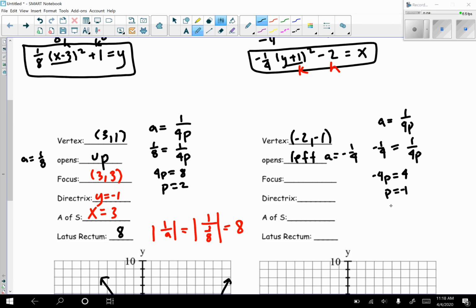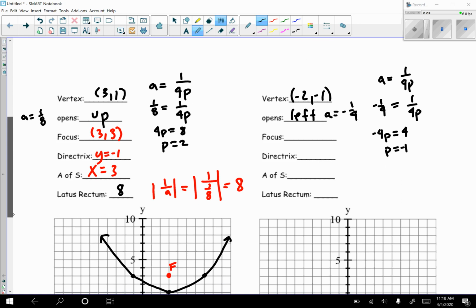And so that's another way that you can tell this is opening to the left, because your p-value is negative in this case. A lot of times people will use absolute value bars here and then just do the distance, but I like to keep the negative because it tells me which direction I'm going. So over here, the p-value is positive, so I knew it went up. If I would have had a negative p-value, it would have gone down. So this tells me it goes to the left.